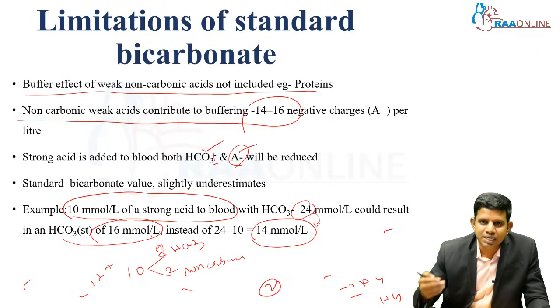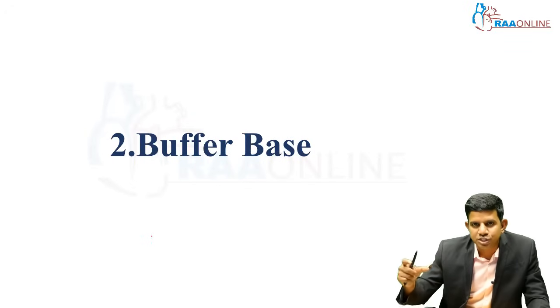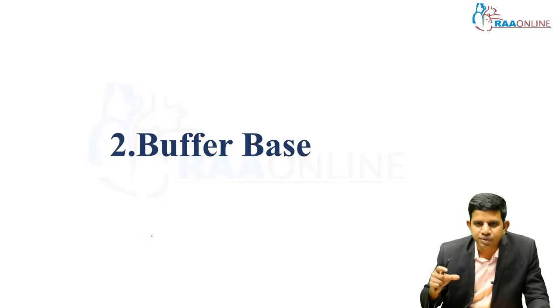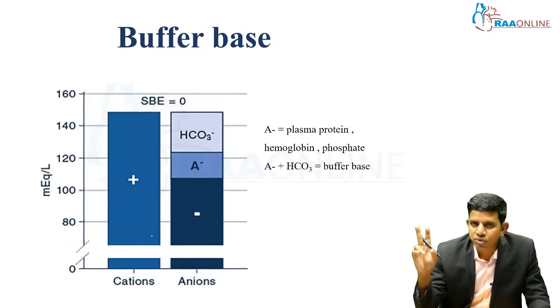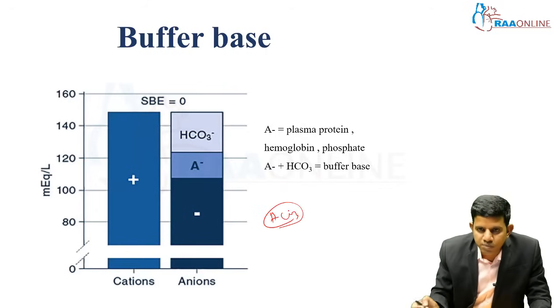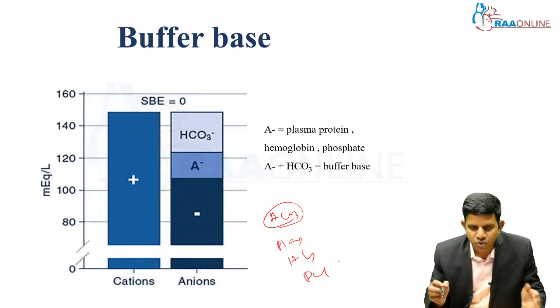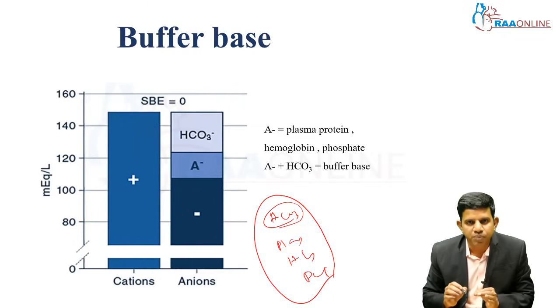To overcome that, the Dutch group proposed one more parameter to measure the metabolic acid base disorder, which is called buffer base. What is buffer base? There are two types of buffer systems in the body. One is the carbonic buffer system, the second is the non-carbonic buffer system. The carbonic buffer system is our bicarbonate. The non-carbonic buffer system is our plasma protein, hemoglobin and the phosphate. So, the total concentration of all these buffers is called the buffer base.